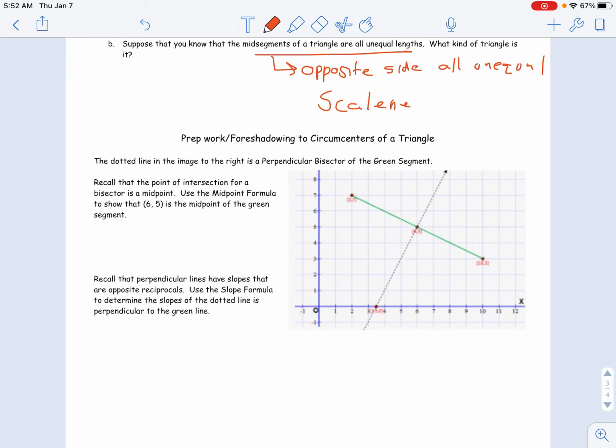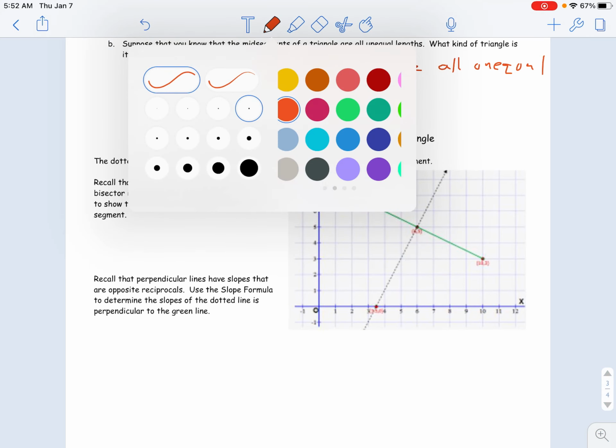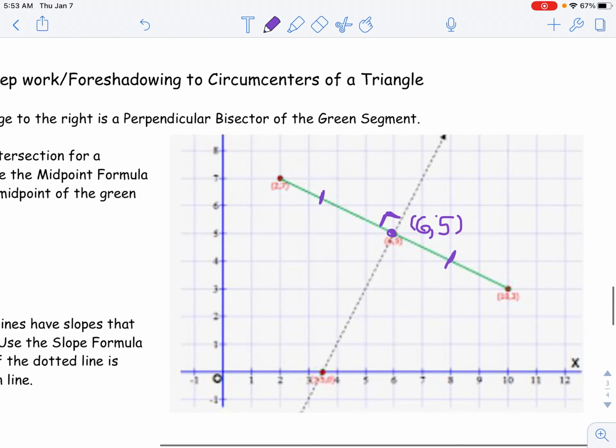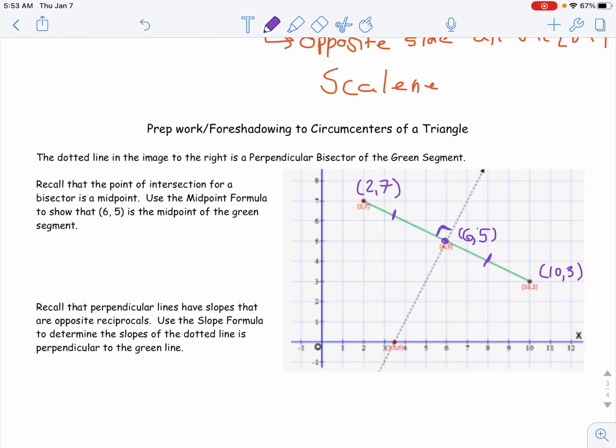The dotted line of the image on the right is a perpendicular bisector of the green segment. So it's saying that this point of intersection right here, which is (6, 5), is a midpoint because it bisects, and then it's also perpendicular. All right, so that's a right angle. And while we're here, it's kind of hard to see, that's (2, 7), that is (10, 3), and that's some random point right there.